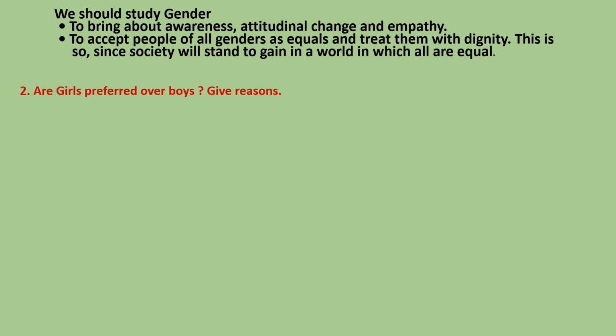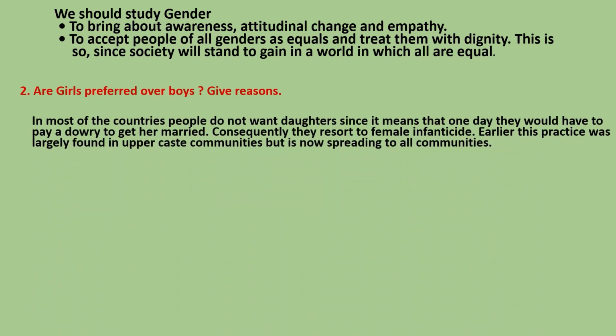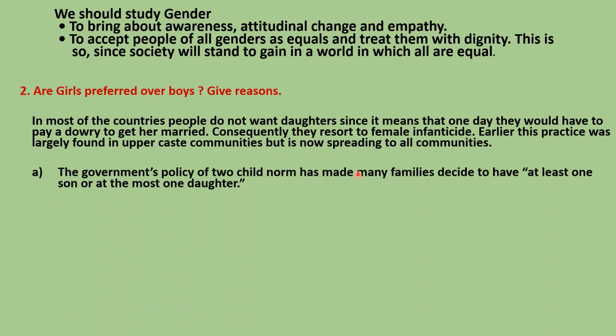Next question. Are girls preferred over boys? Give reasons. Yes, they are preferred. In most countries, people do not want daughters since it means that one day they would have to pay a dowry to get her married. Consequently, they resort to female infanticide, that means killing the female children. Earlier, this practice was largely found in upper caste communities but is now spreading to all communities.